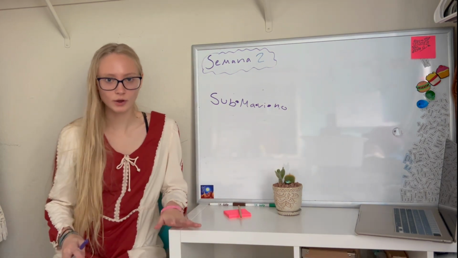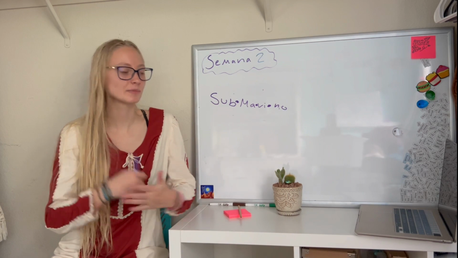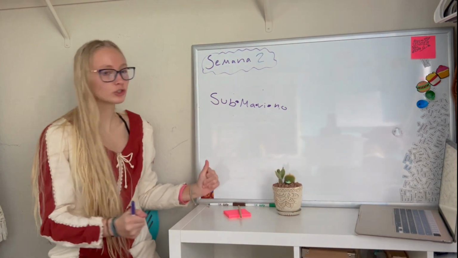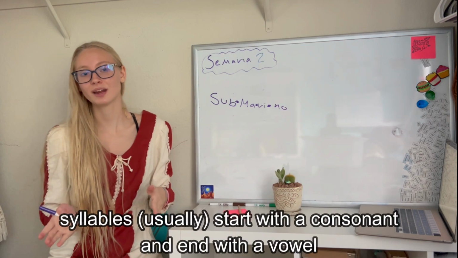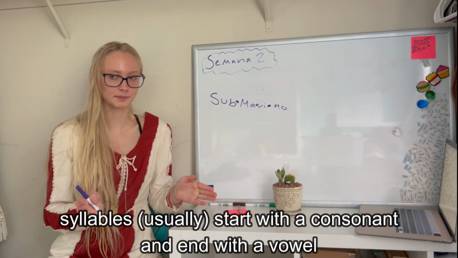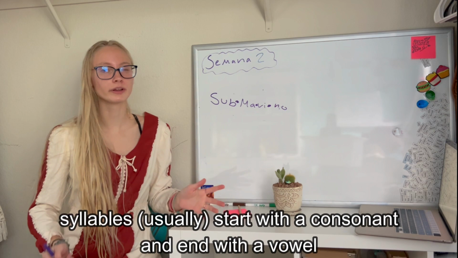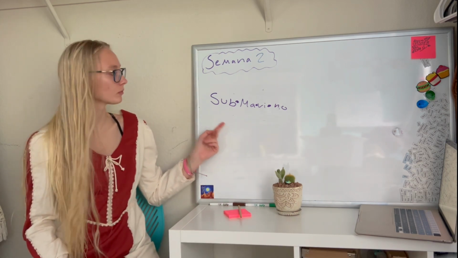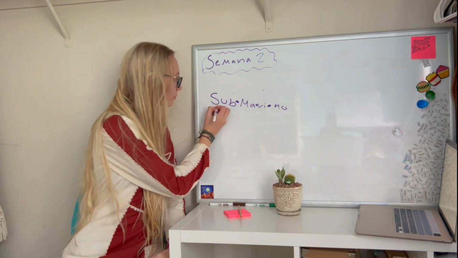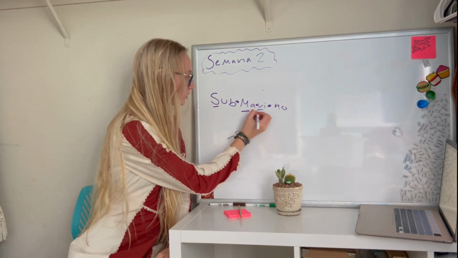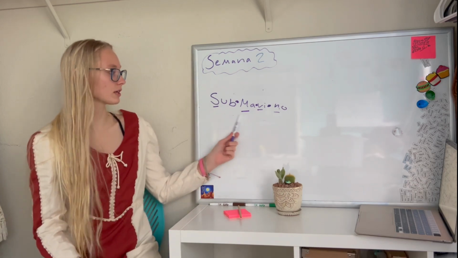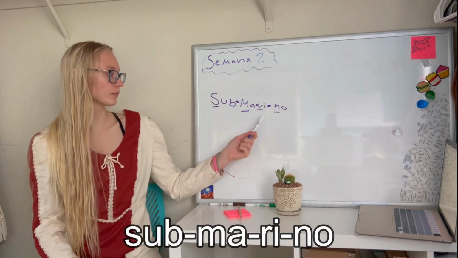There are some things to know about syllables in Spanish. The first thing is that syllables usually start with a consonant and end with a vowel. I know, you're like, huh? What? This example, submarino. Watch how the first letter of each syllable starts with a consonant. S, M, R, and N.